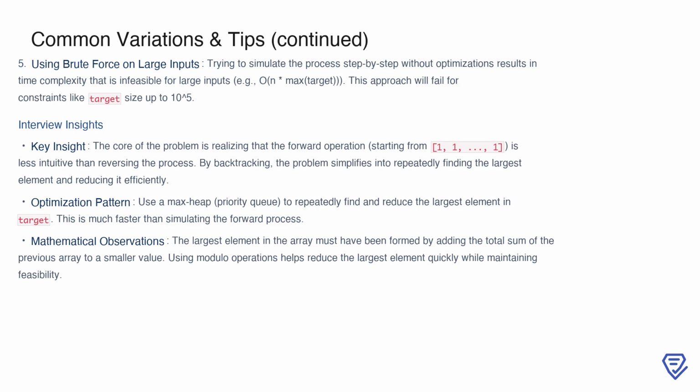Additionally, there's a useful mathematical observation to keep in mind. The largest element in the array at any step was formed by adding the total sum of the previous array to a smaller value. Using modulo operations here helps you reduce the largest element quickly while ensuring the solution remains feasible.